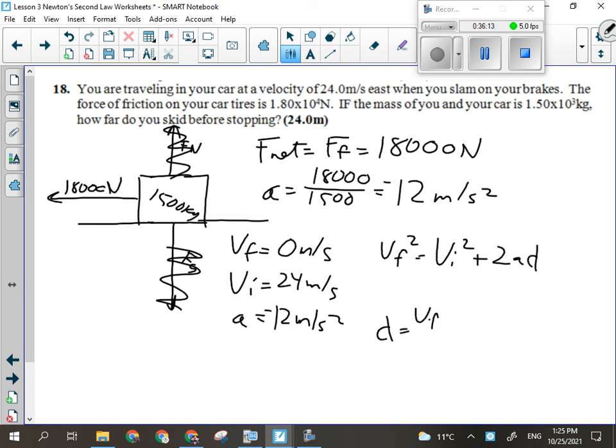So D equals VF squared minus VI squared over 2A. So that's going to be 0 squared minus 24 squared divided by 2 times negative 12. All right, negative 24 squared divided by negative 24 seems to be 24. Yes? Okay.